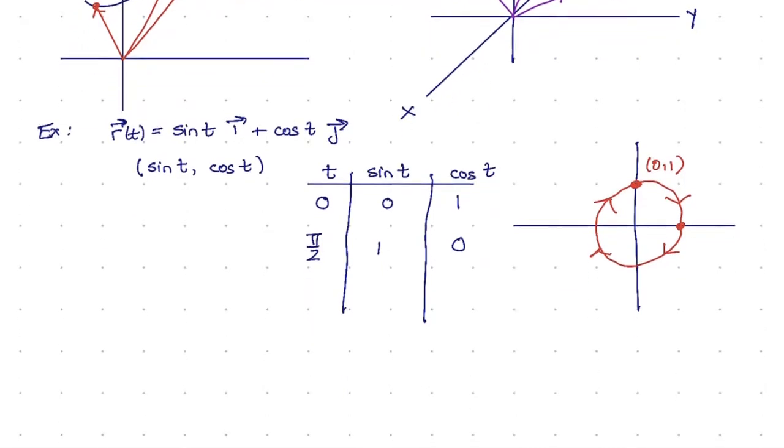You can get the same graph and the same orientation through a different parametrization too. For example, if r of t were to equal sine of t squared i plus cosine of t squared j, this too would produce the same graph.